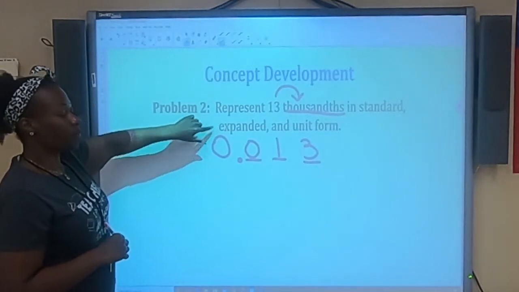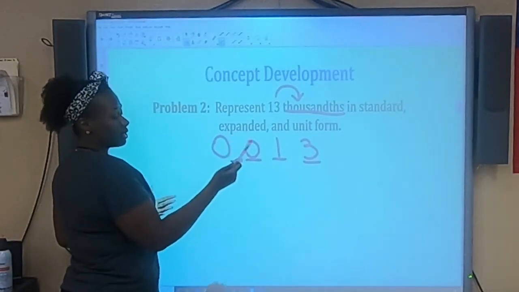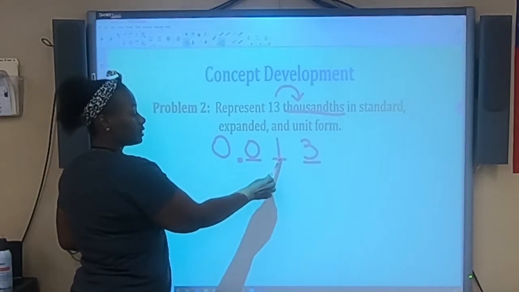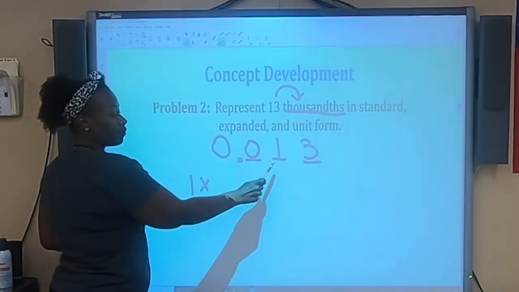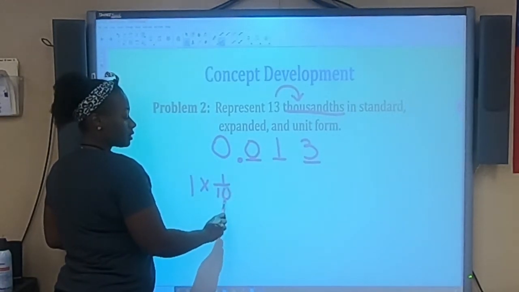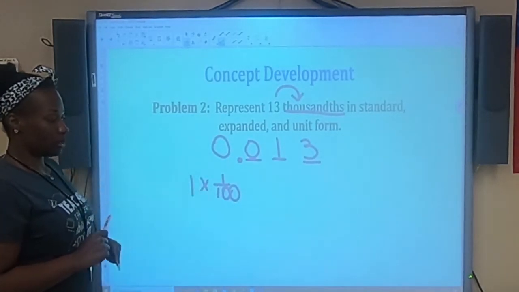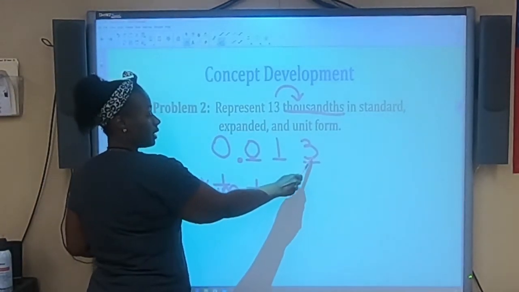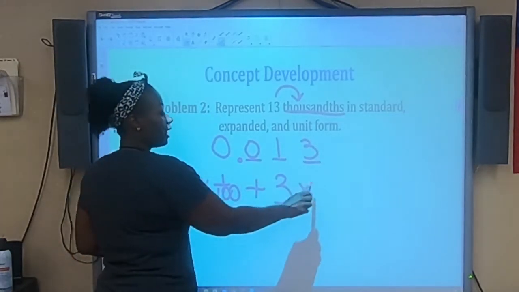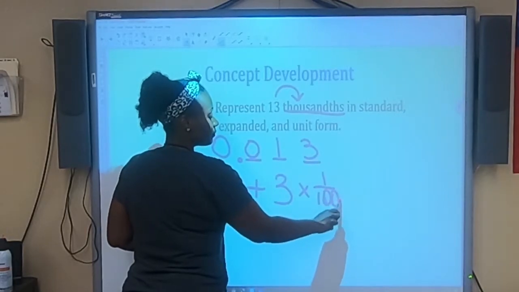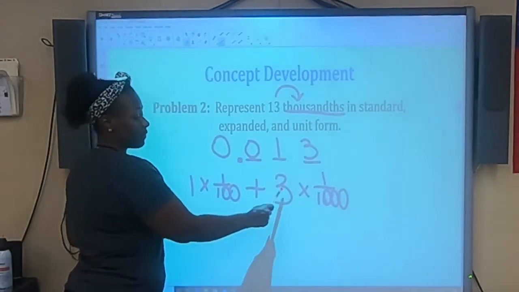Now for expanded form, remember we need multiplication sentences. Remember, I don't have to write anything for these zeros. I could, but I don't have to. So I'm going to go to my first digit that is not a 0, and that's 1. And I'm going to times it by its place value, which is the hundredths place. So the 1 is in the hundredths place. Plus, its next digit is 3, and I'm going to times it by its place value, which is the thousandths place. There's my expanded form. I got the 1 in the hundredths place, I've got the 3 in the thousandths place.